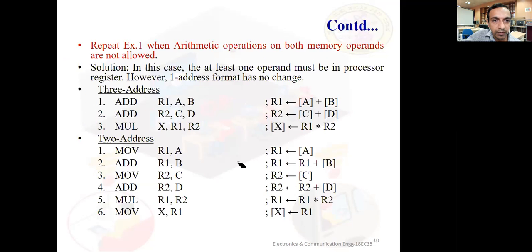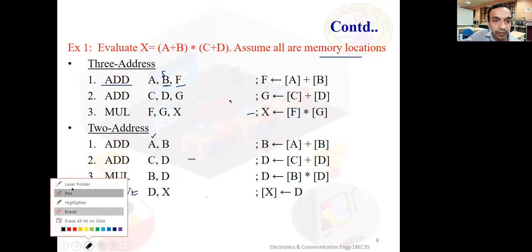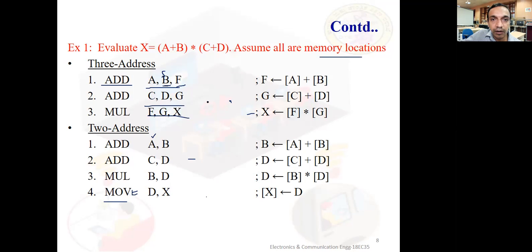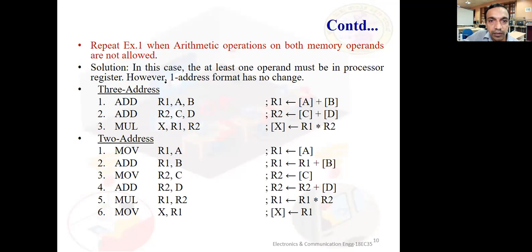In the same way, suppose we repeat example 1, when arithmetic operations on both memory operands are not allowed. So what's the meaning here? We have said that all these are memory. That means your X, A, B, C, etc. are all assumed to be memory locations, and we assume that memory operands are allowed for all the operations. But there may be a restriction in the architecture that memory operands cannot be taken directly for operations. So you may have to modify this program in a different way. That means at least one operand must be in a processor register.